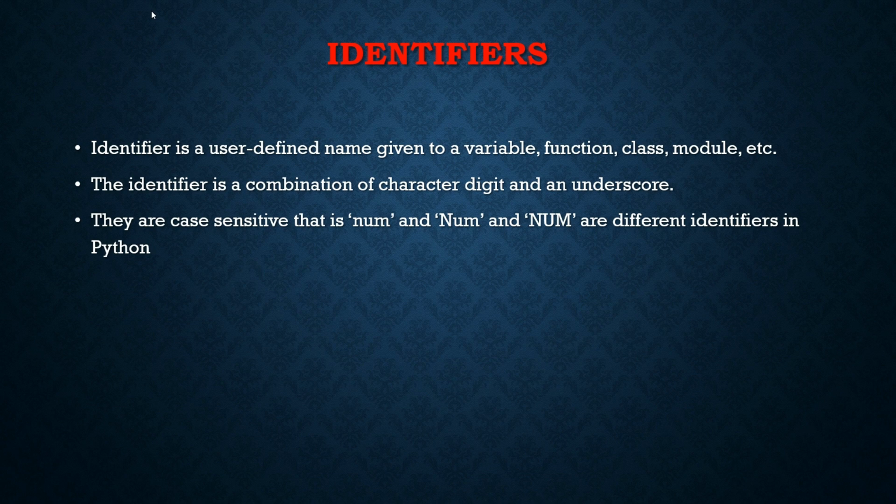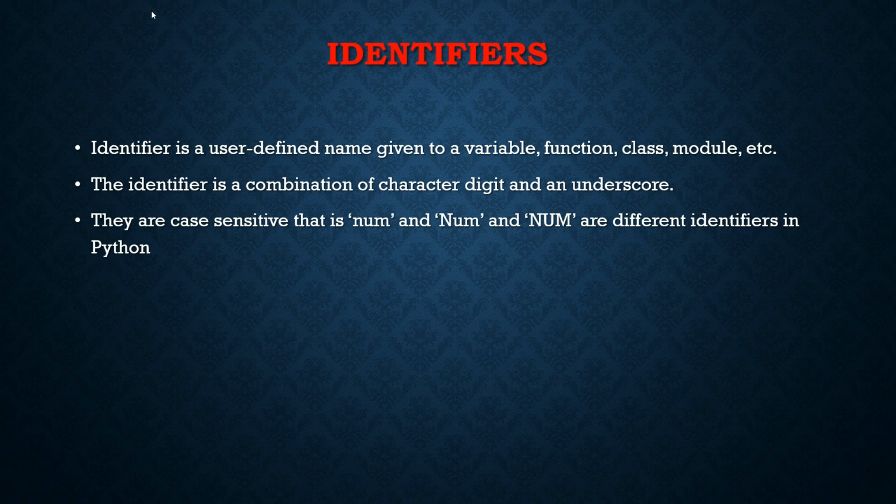We need to identify that it is a class, a function, a module, etc. The identifier is a combination of characters, digits, and an underscore. They are case sensitive, that is, small num, capital N small um, and capital NUM are different identifiers in Python, as it is case sensitive.